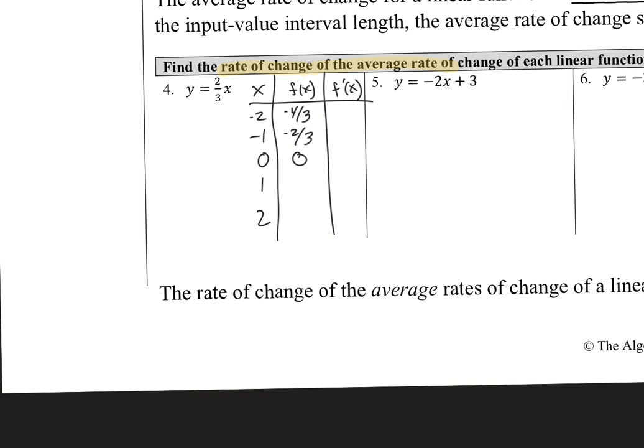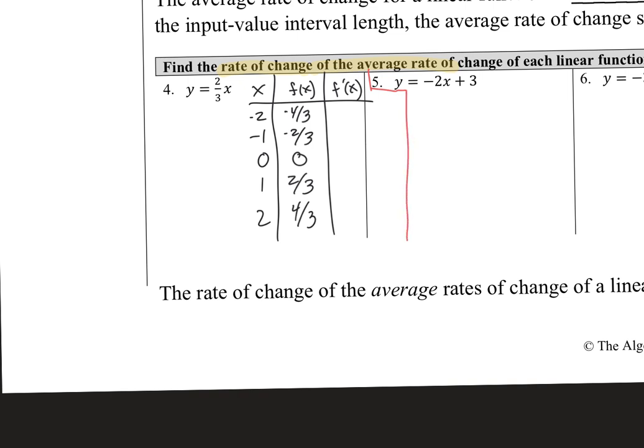If I plugged in a 1, 1 times 2/3 is 2/3. And if I plugged in a 2, 2 times 2/3 is 4/3. All right, so what we're going to do is find the average rate of change first. I should have given myself a little space, so let's do this. Since I didn't give myself some space, I'll show you why.